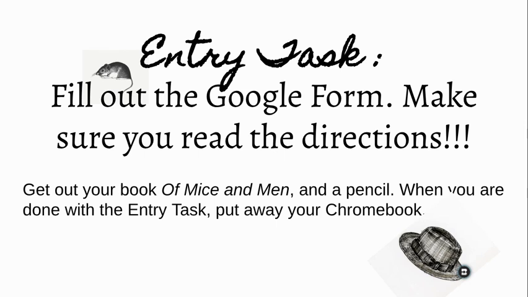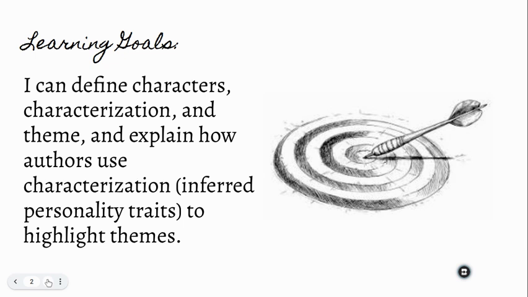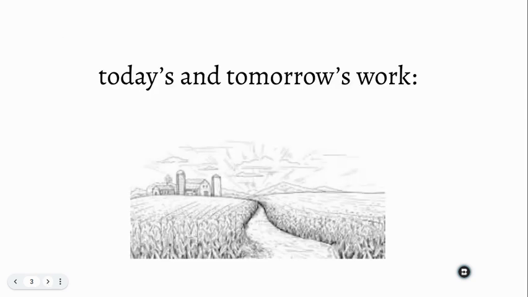After you do that, we got out our book of Mice and Men and a pencil and put away our Chromebooks because our activity for the next 3 days, I'll change the due date. I said it was tomorrow. Watching people work, it's going to take you 3 days. Our learning goals are: I can define characters and characterization and theme and explain how authors use characterization, which I'm going to give you a kind of general definition, inferred personality traits to highlight the themes in a work. So today and tomorrow's and Friday's work, I'll change the slide.